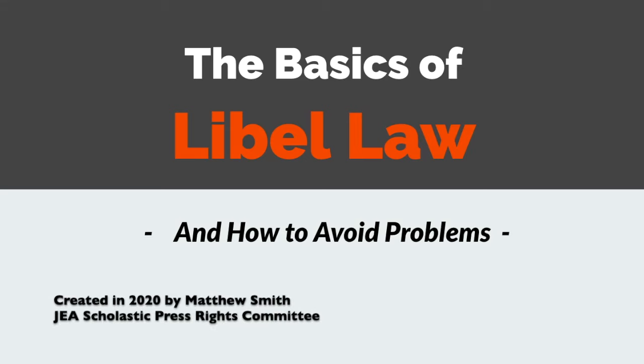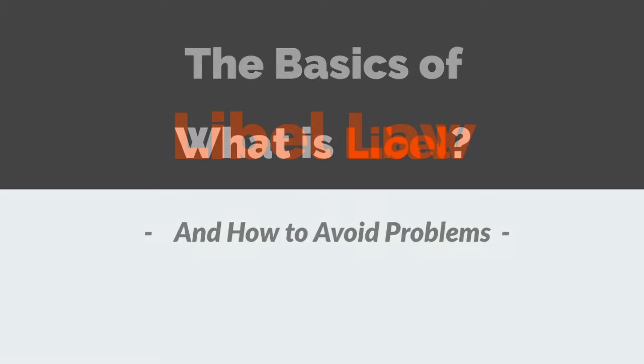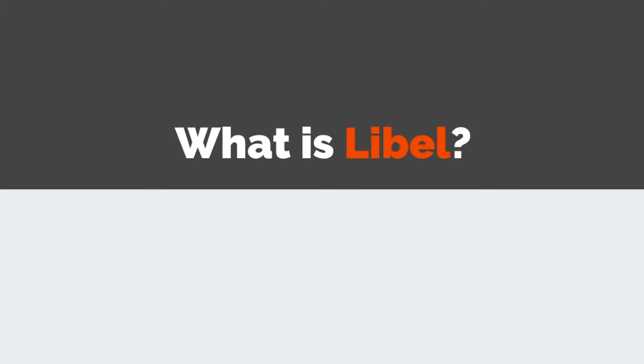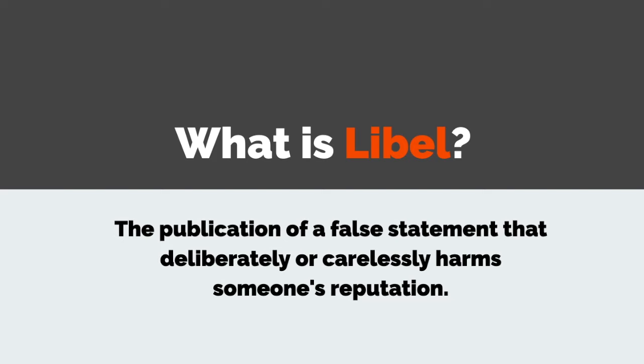Today, I want to talk about the basics of libel law and how to avoid any problems with that, especially for a publication. When I ask what the definition of libel is before going over it in a class, almost every time someone gives me the definition of liable. They say liable means you're the one who's responsible for something, and that's not what this is. Liable and libel are different things.